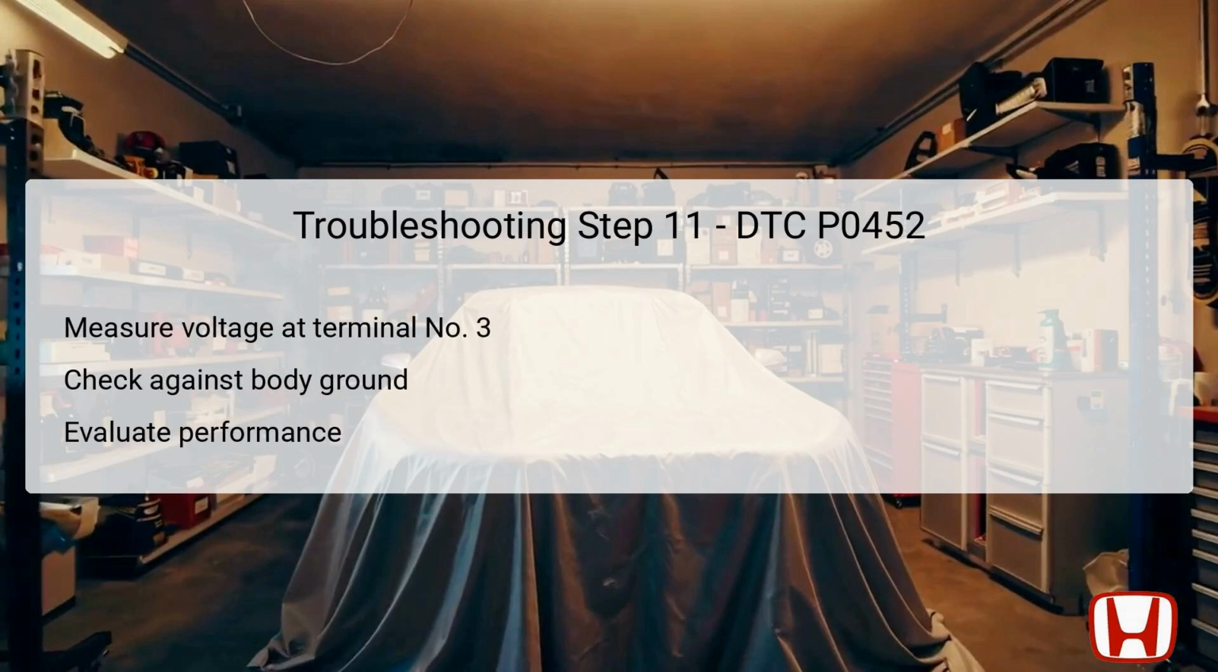Now, you will measure the voltage at terminal number 3 of the FTP sensor's 3P connector. This terminal is typically connected to the vehicle's voltage supply line and should reflect the voltage the sensor receives from the powertrain control module, PCM. Compare this voltage reading against the body ground to confirm if it falls within the acceptable thresholds.